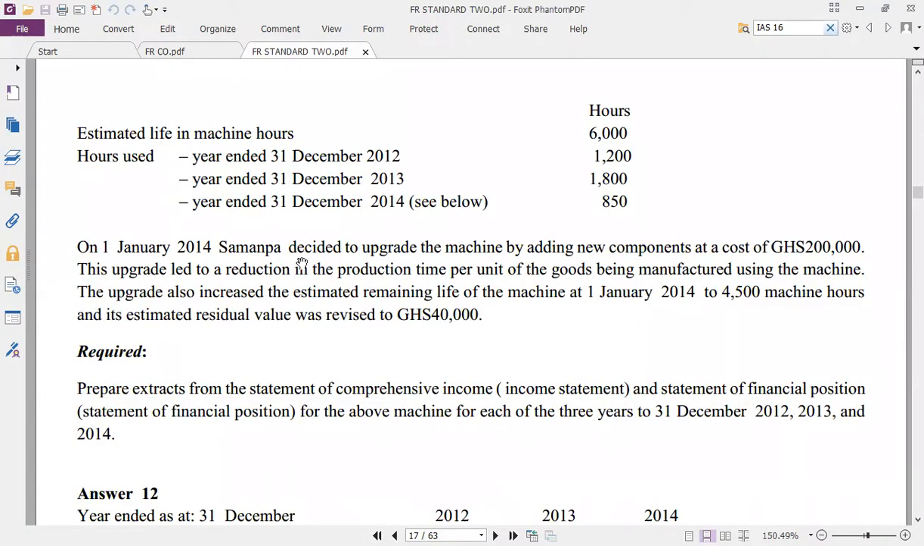On January 24th, Samampa decided to upgrade the machine by adding new components at a cost of 200,000. Wow. This upgrade led to a reduction in the production time per unit of the goods being manufactured using the machine. The upgrade also increased the estimated remaining life of the machine as of January 1st, 2014 to 4,500. Great.